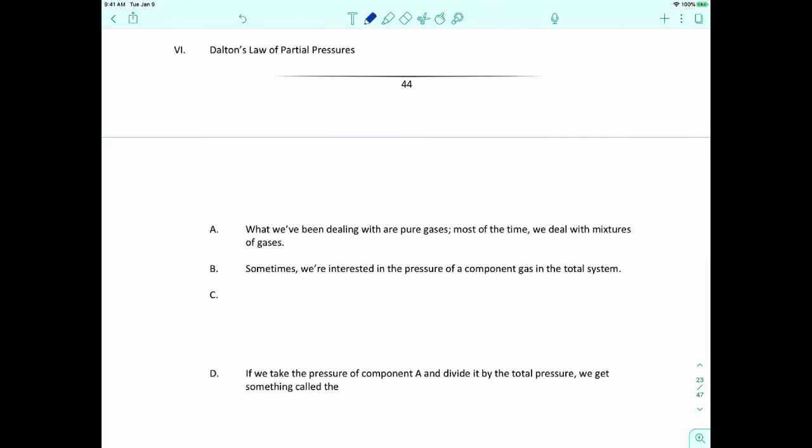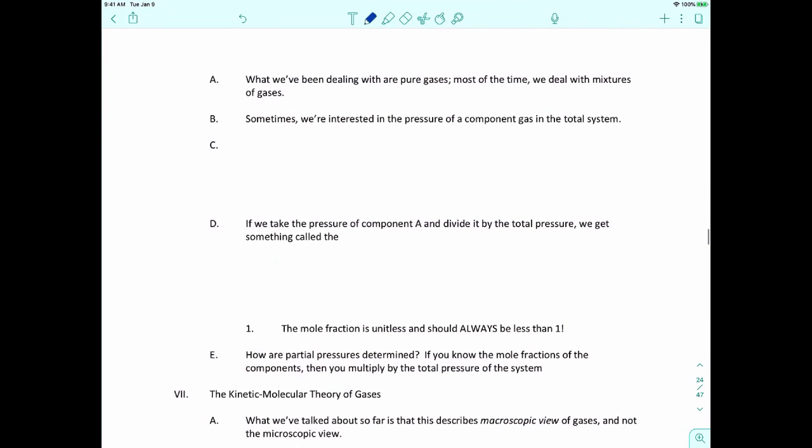Okay, so what we've been talking about so far is that we've only been dealing with one gas at a time. So we've assumed that if we've got a gas, we have only one gas at a time. Now, most of the time we're dealing with mixtures of gases, and some other times we're also interested in the pressure of a component gas that's in a mixture.